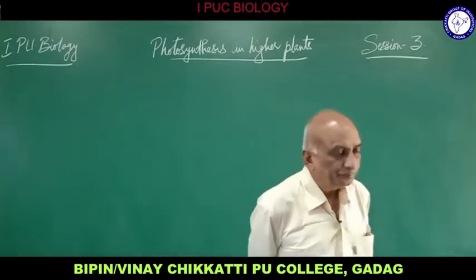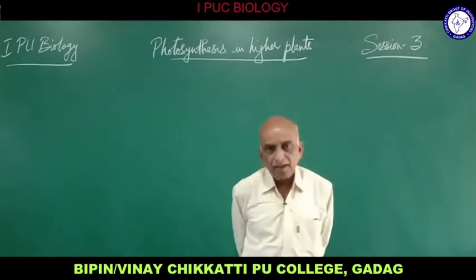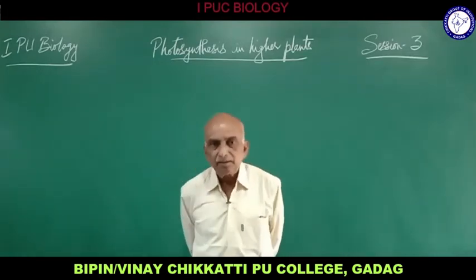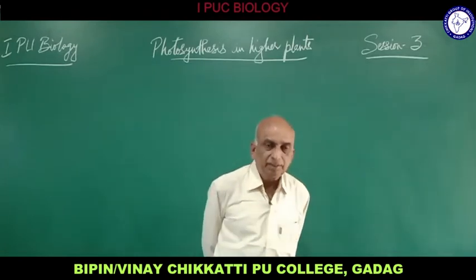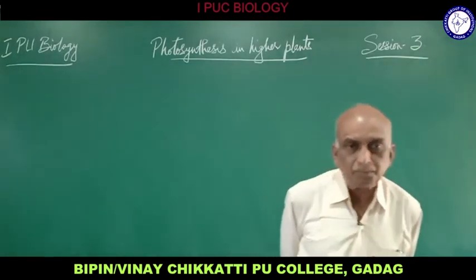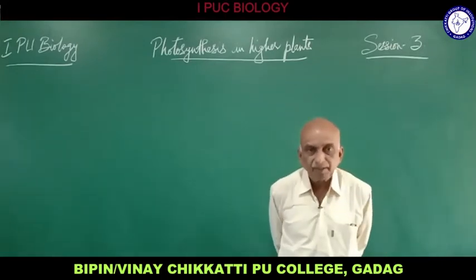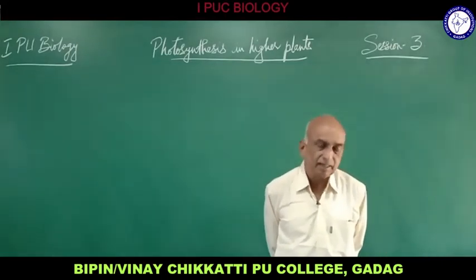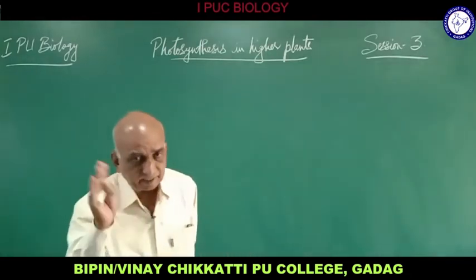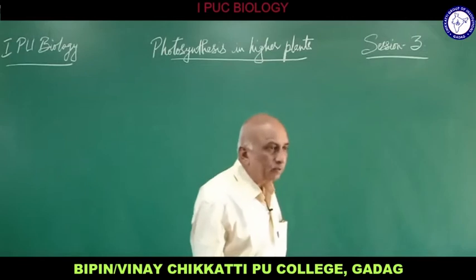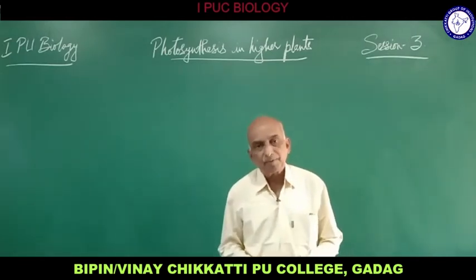So when PS1 and PS2 are both involved, in this non-cyclic process, the electrons from both photosystems get excited and escape. When they escape, they are received by electron carriers.